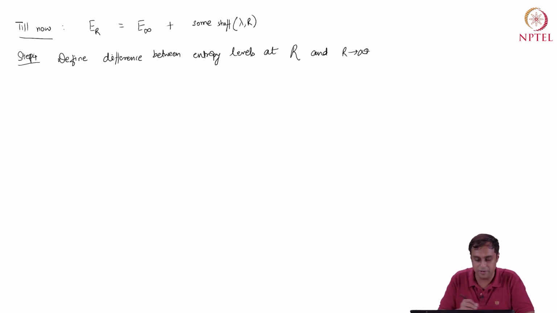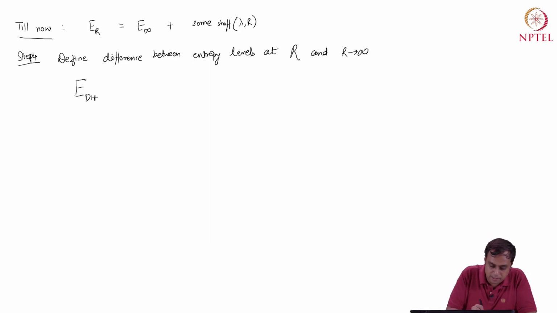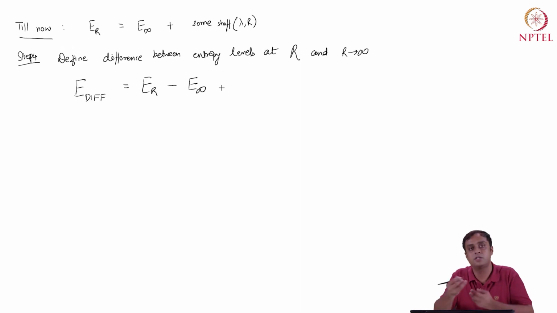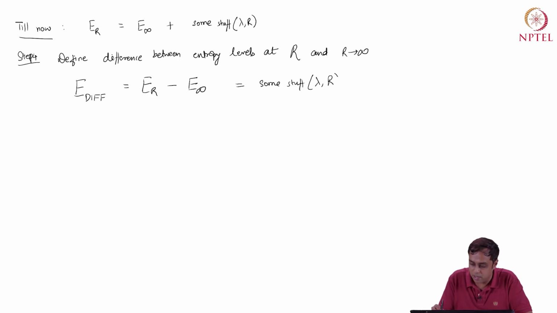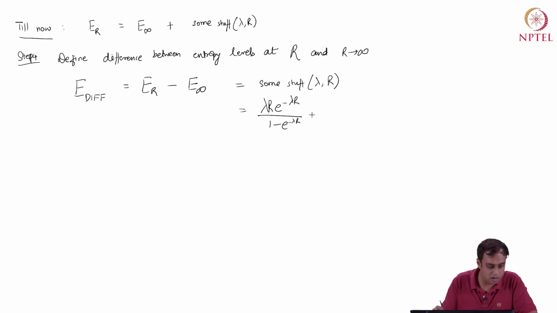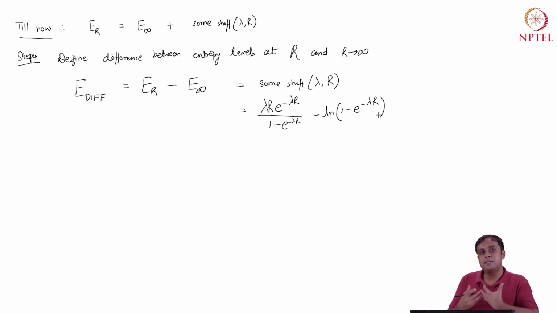So I'm just saying E diff equals E R minus E infinity, which clearly from the first equation that I've written is nothing but some stuff, a function of lambda and R. If I go to the previous slide, I can write down the formulation of this remainder, and it will come out to be lambda e to the power minus lambda R times R divided by 1 minus e to the power minus lambda R, minus log of 1 minus e to the power minus lambda R. What is this difference really capturing? It is the distance of variation.